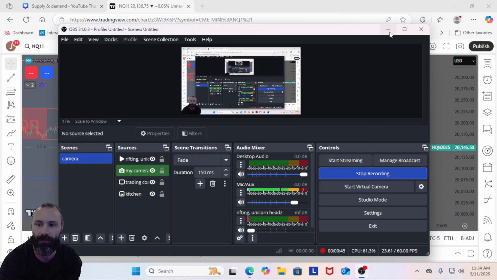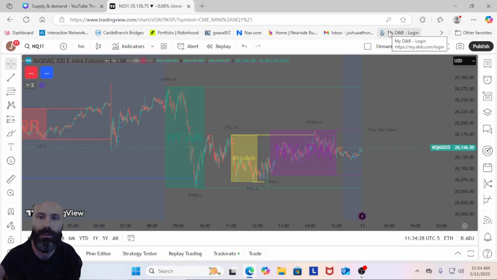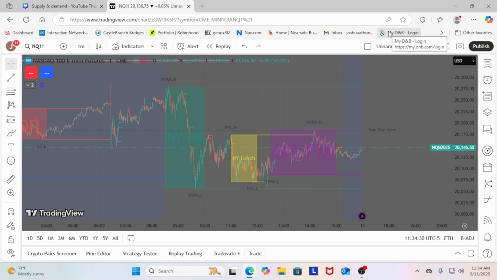Alright, so I'm going to get my head out the way, and we're just going to dive right into TradingView charts, and I'm going to show you how this indicator works. Let me go ahead and close my OBS and get my face out of the way for y'all.